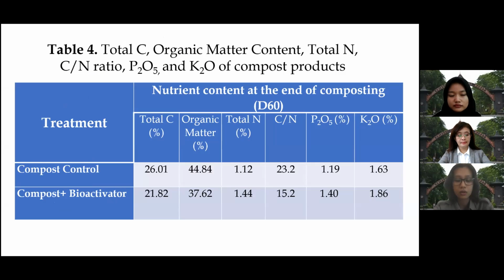In this table 4, we can see the characteristics of the compost product. Compost with bioactivator indicated higher quality, with a C/N ratio of 15.2 and total nutrient 19.3%, higher than the compost control. The 2 compost products meet the quality standard for solid organic matter for solid compost product according to the decree of the Agricultural Minister of Indonesia 2019. The next slide will be presented by Profita.